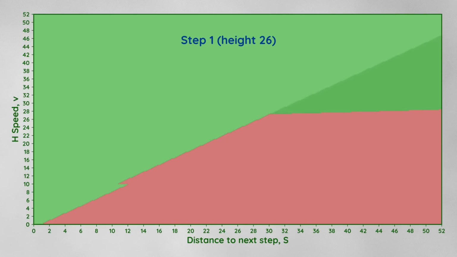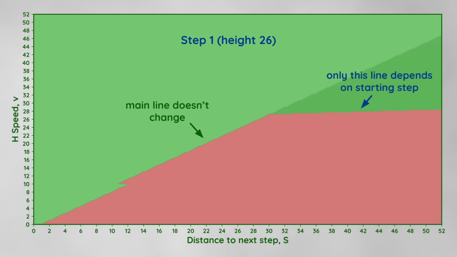This is our success plot from the first step. As we look at the other steps, our main separating line won't change at all. Actually, when I was deriving this line, I never used the exact step height, only the fact that it was between 22.5 and 30 units. This other line will change slightly, but the change is so minimal you probably won't even notice as I go through the steps here.